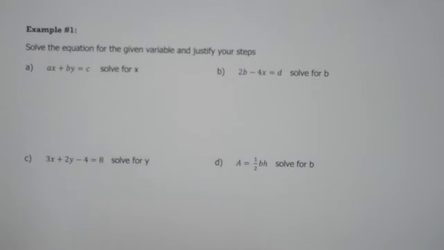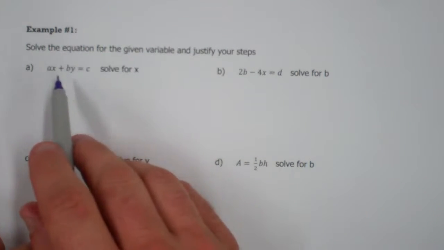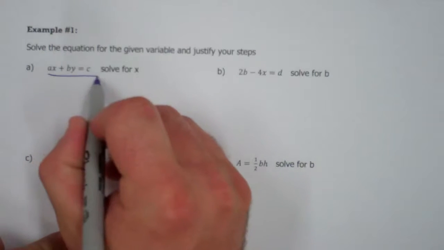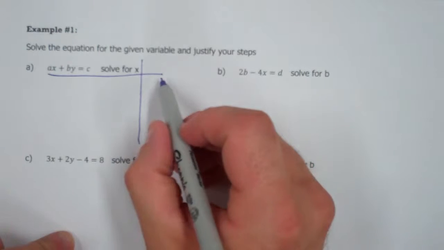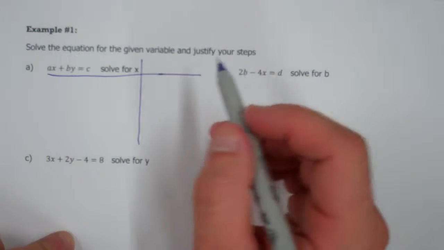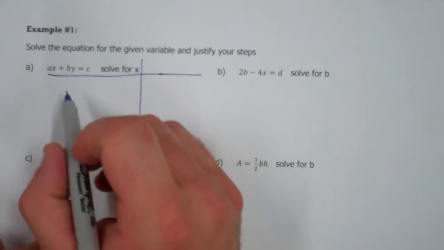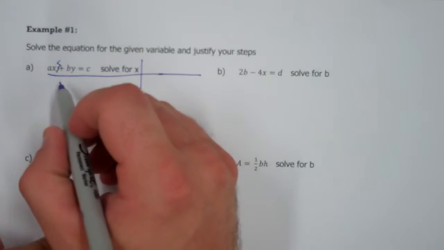Just one example here for this lesson. Example 1 says solve the equation for the given variable and justify your steps. We want to solve this one for x. We also need to justify. So let's draw our little justification chart. The first thing we can do if we want to solve for x is subtract by.